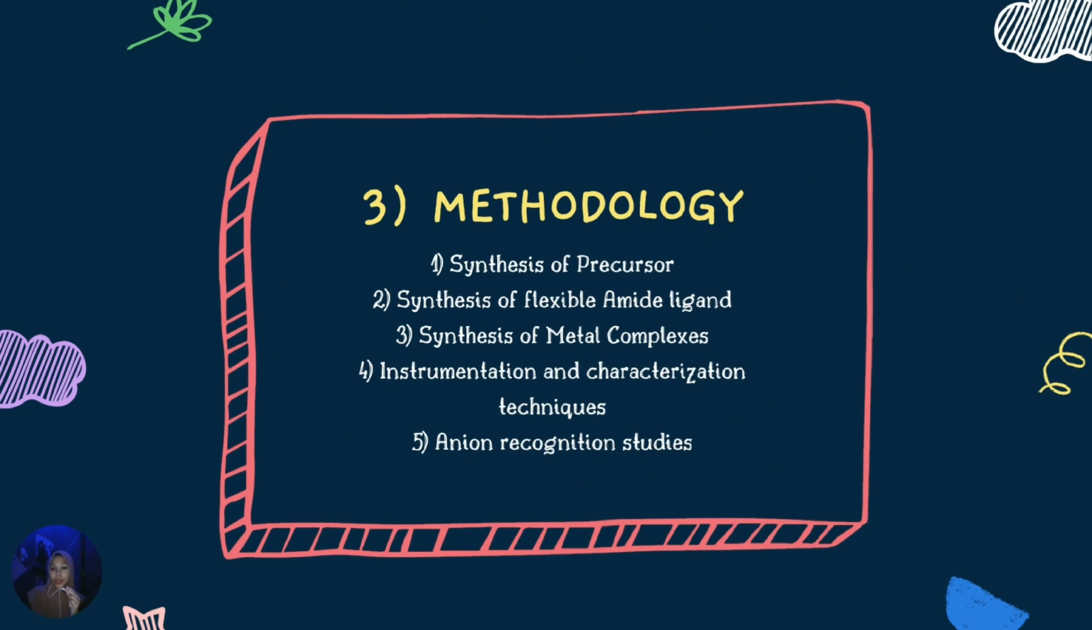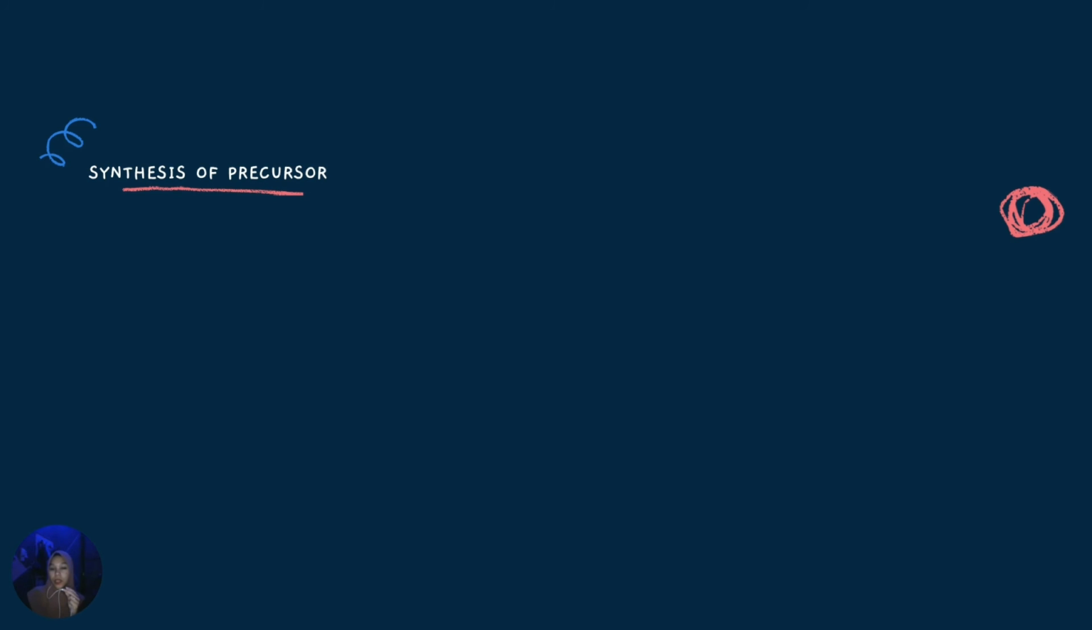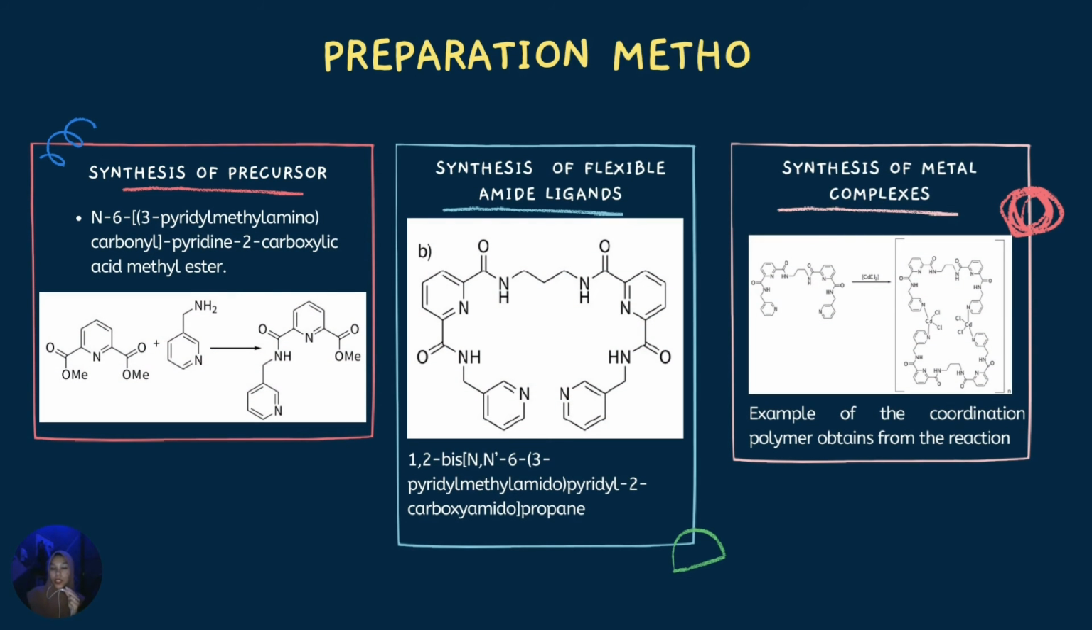Next is methodology. In methodology, I will do synthesis of a precursor, synthesis of flexible amide ligands, and synthesis of metal complexes. The precursor that will be synthesized is N6-(pyridylmethyl)aminocarbonyl pyridine-2-carboxylic acid methyl ester. Also, this is the flexible ligand that I will synthesize, which is 1,2-bis(N6-(pyridylmethyl)amido-pyridyl-2-carboxyl amido)propane.